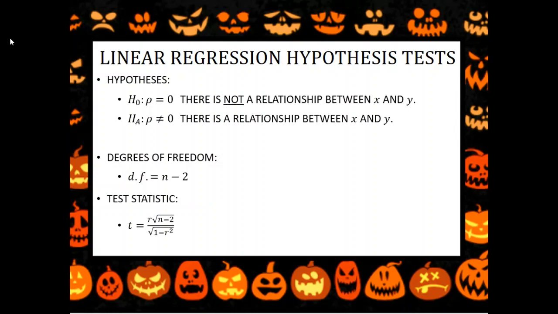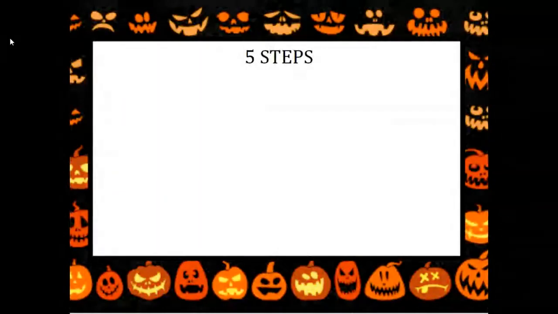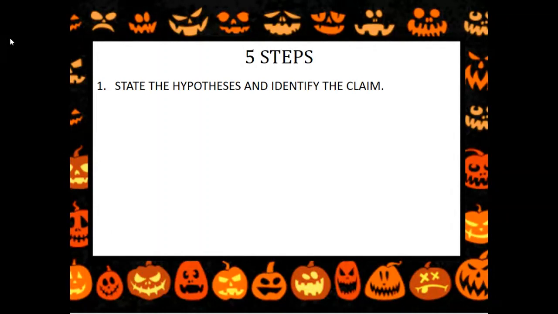So we're going to have 5 steps to our hypothesis test, same as always. Step number 1, state the hypotheses and identify the claim. So the null hypothesis, rho equals 0. There's no relationship. The alternative hypothesis, rho does not equal 0. In other words, there is a relationship. Which one is your claim? I want to put that next.